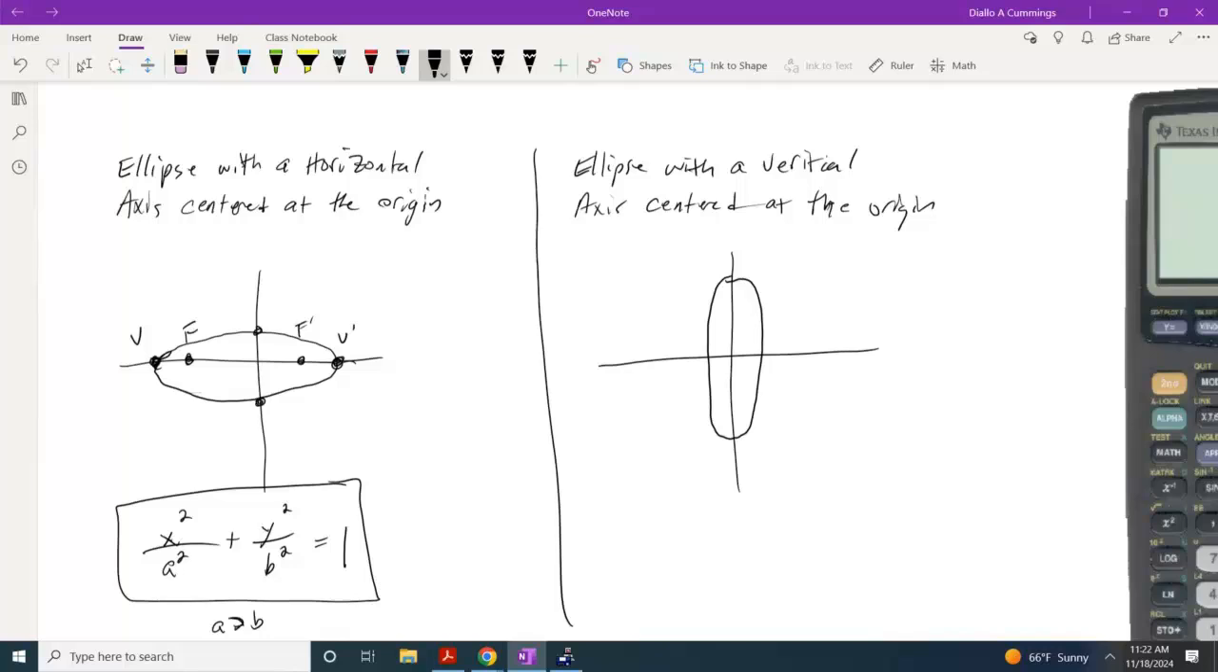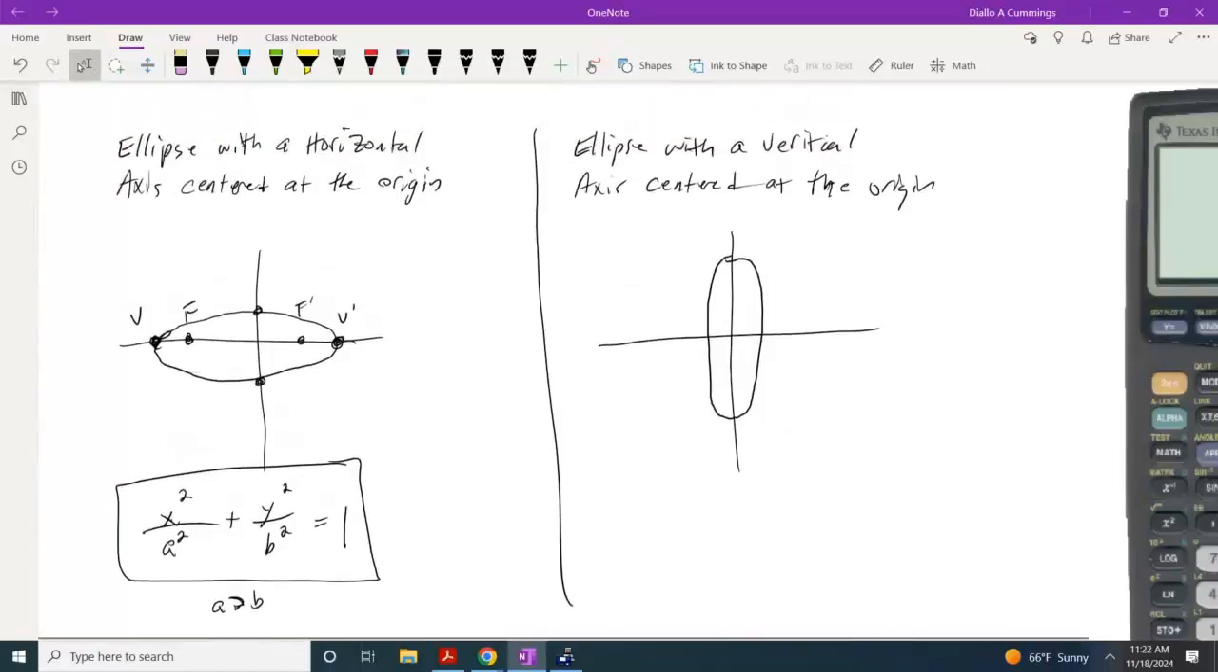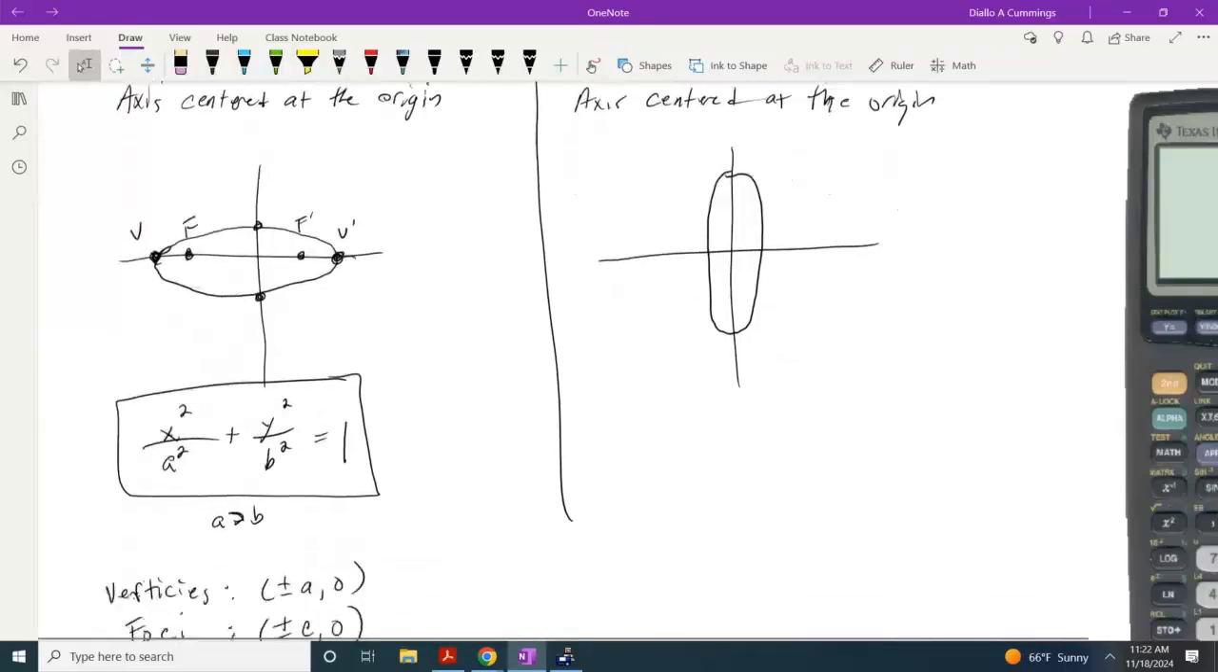Since this has a vertical major axis, first let's talk about the model form. The model form for an ellipse with a vertical axis is going to take this form: x squared over b squared plus y squared over a squared is equal to 1.